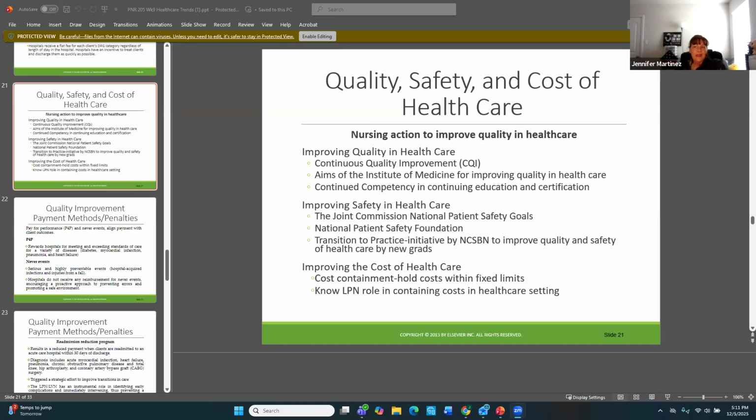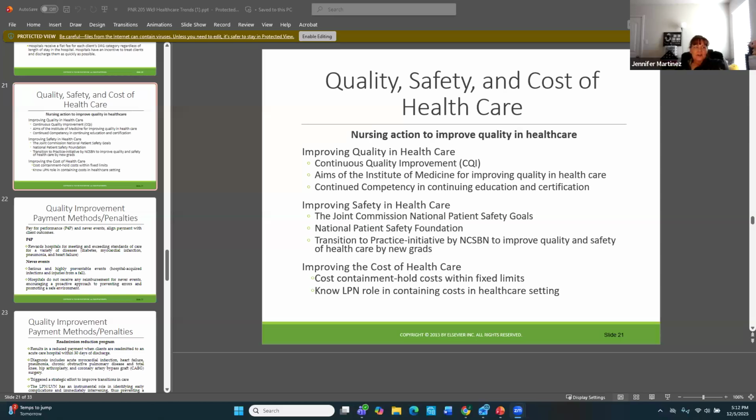Other things, we have improving safety, which would be the National Patient Safety Goals from the Joint Commission. And so as nurses, we've always taught you safety first, right? From day one in nursing school, it's always been safety, right? It's also do no harm. So Joint Commission will actually review incidents of serious harm and death to clients. And so again, remember that I told you about that 1999 study, right?